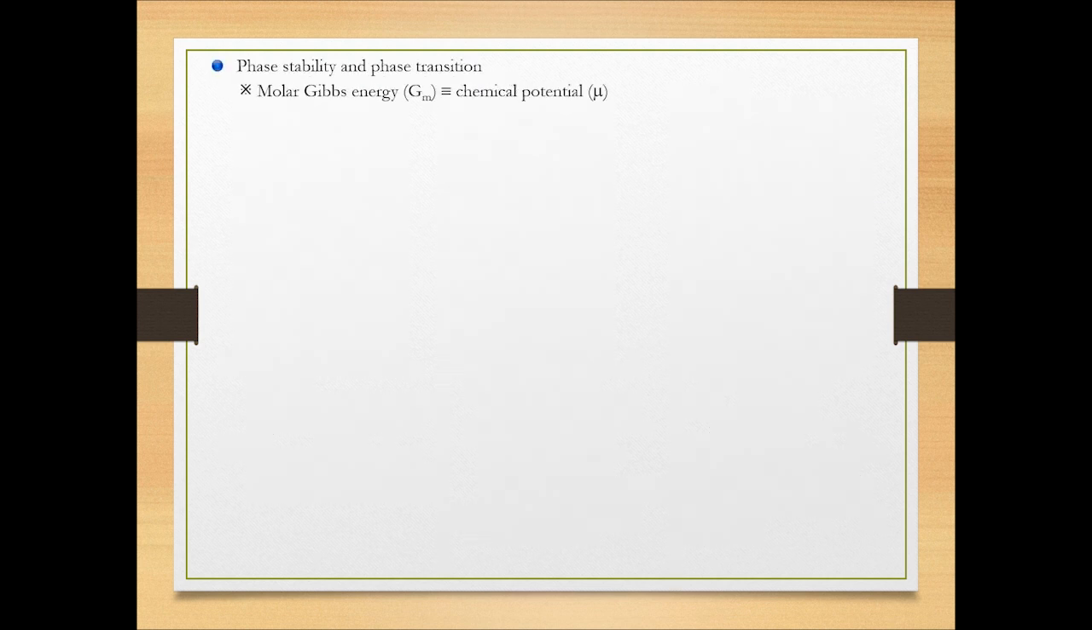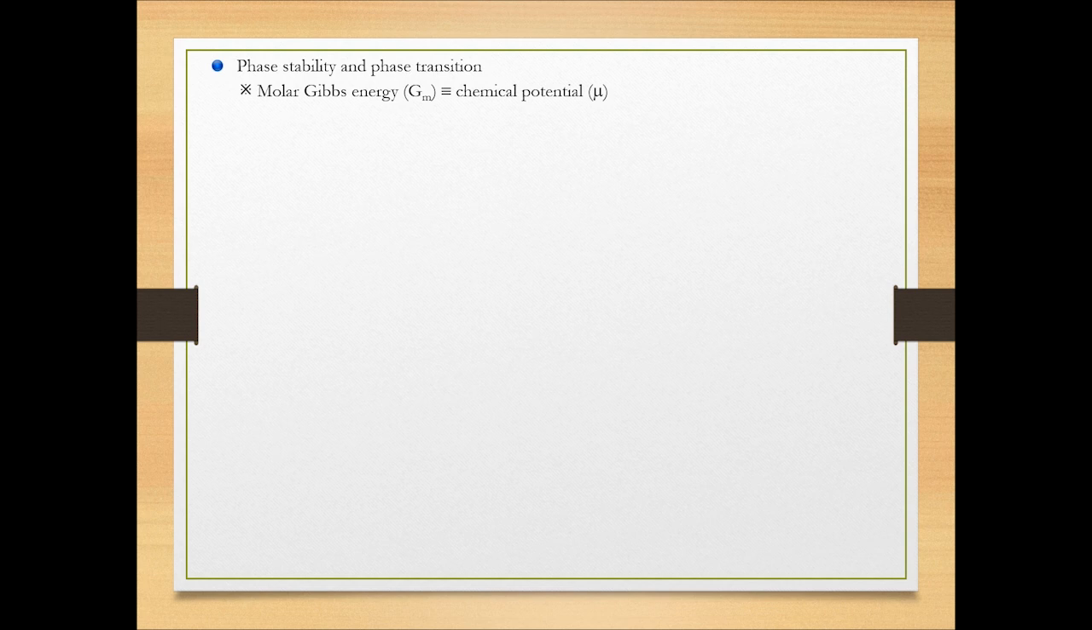Phase stability and phase transitions of a substance are determined by its molar Gibbs free energy under specific physical conditions. This molar Gibbs free energy is referred to as the chemical potential, a term given special significance in thermodynamics. Chemical potential is symbolized by the Greek letter mu.